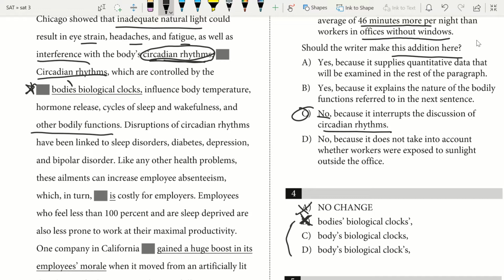If we look at the differences between these two, we can see we have an apostrophe S in clocks, but we don't need that. Clocks doesn't own anything, so there shouldn't be an apostrophe there. So we know our answer is going to be C.